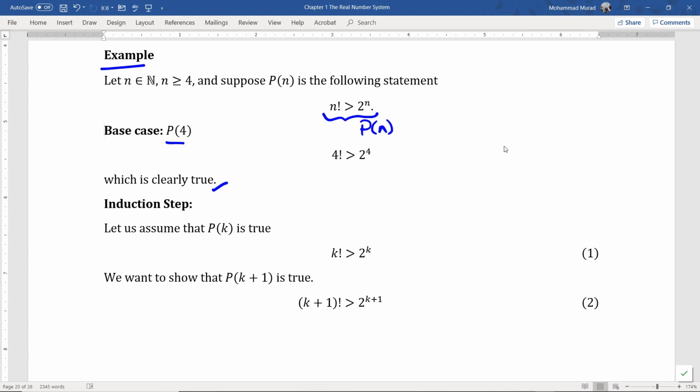The induction step. Suppose P at k is true. Means if we substitute n value k into the statement, we get k factorial larger than 2 to the k. We are assuming that this is true. We are naming it equation 1. We want to show that P at k plus 1 is also true for the n value k plus 1. We must show that the equation is true for the n value k plus 1. Namely, k plus 1 factorial is larger than 2 to the k plus 1.